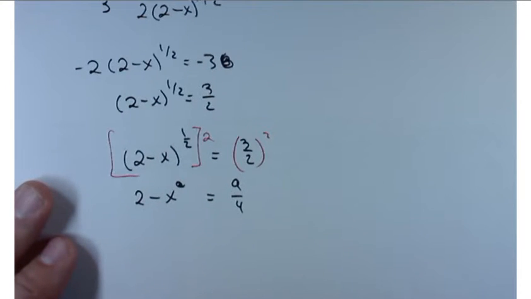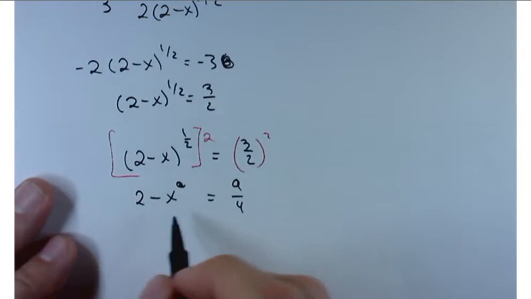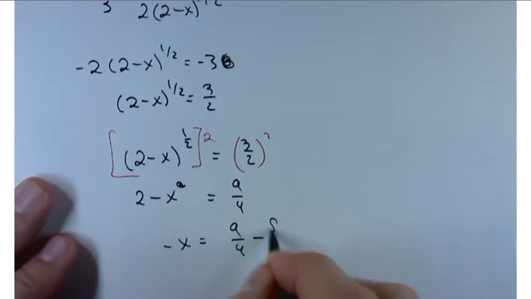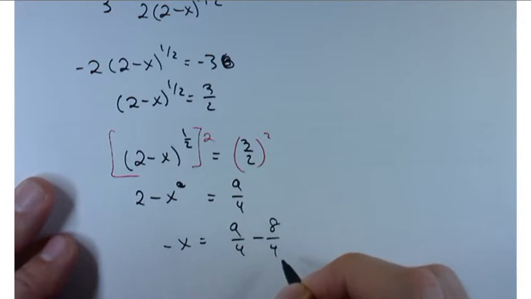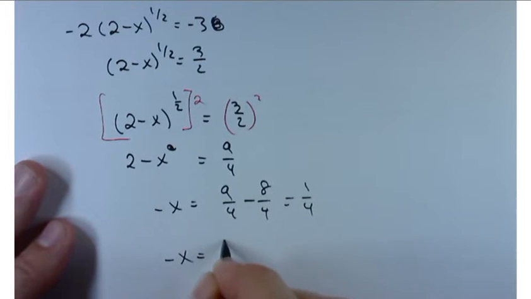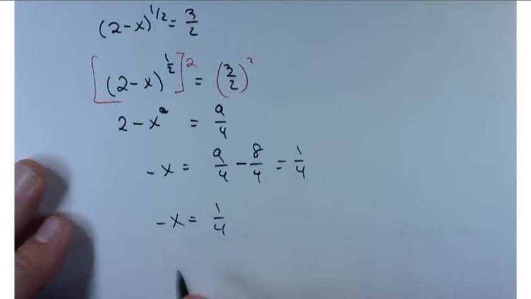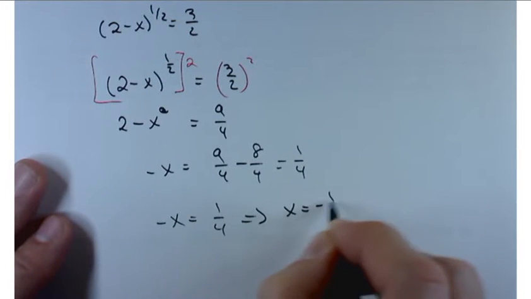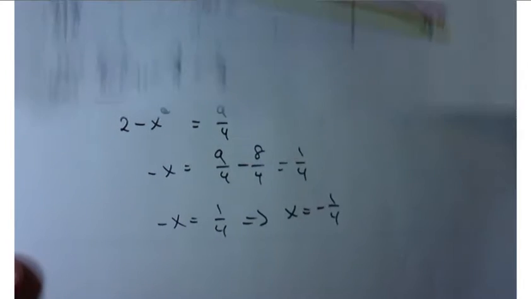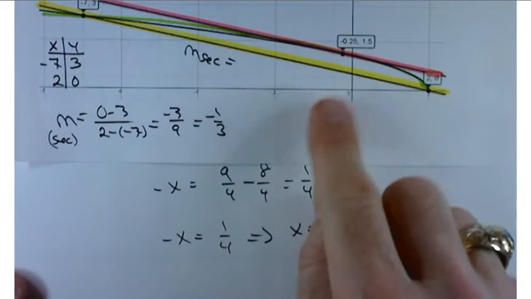I'll subtract 2 from both sides. Negative x equals 9/4 minus 2, which I'll conveniently write as 8 over 4. So negative x equals 1/4. That means x equals negative 1/4. That's the point at which the tangent line has the same slope as the secant line, and that's already drawn on your graph right here. Right there.